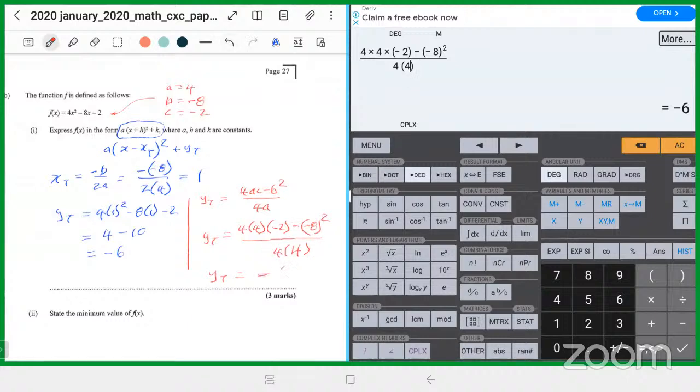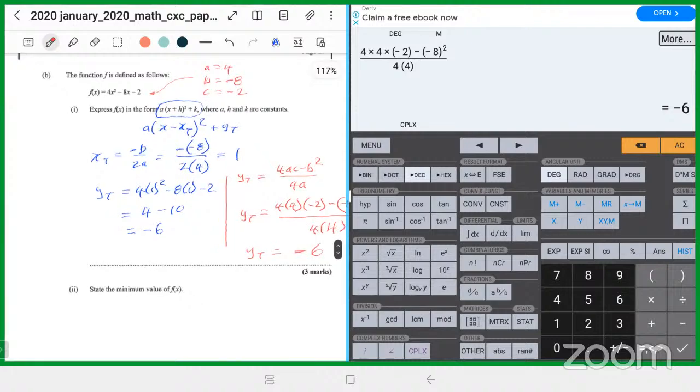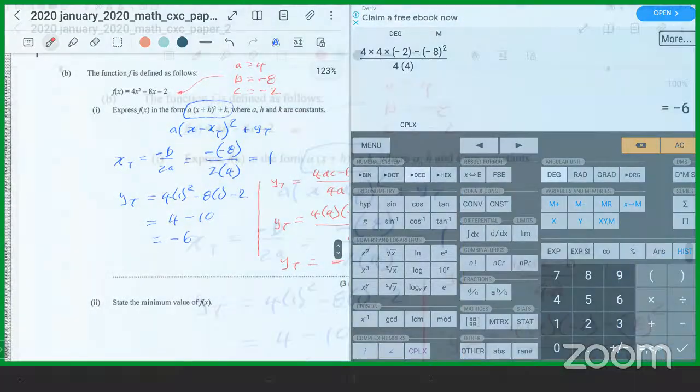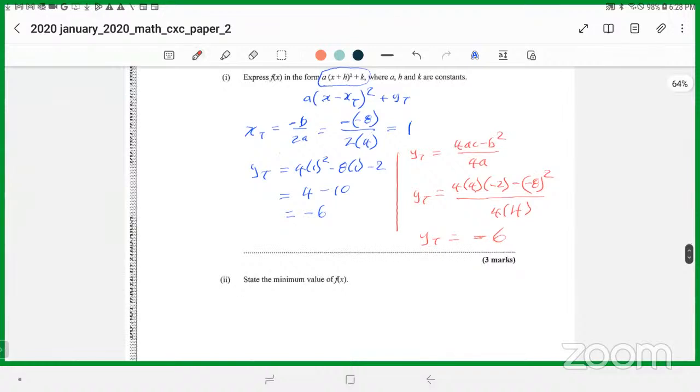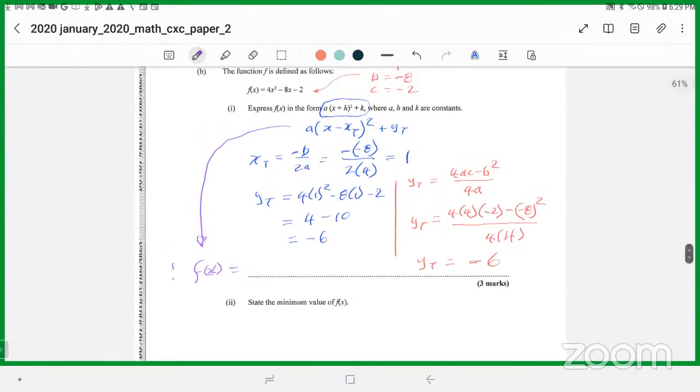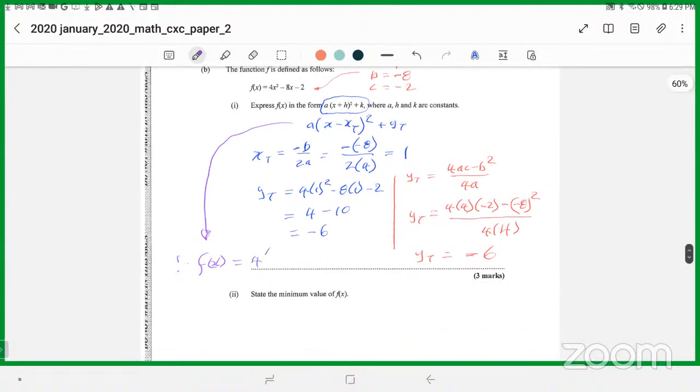So it's negative 6. All right, so writing the final thing now. Let's write it in purple so that we know the a and everything. Therefore f of x, using this method, is a, which is 4, times the bracket x minus xt, which is 1, squared, plus yt, which is negative 6, so minus 6. So this thing in purple is the answer right here.